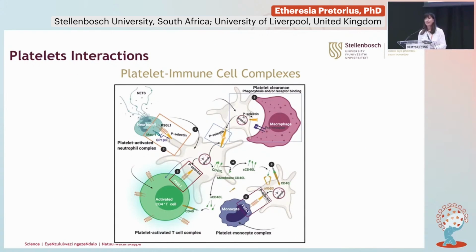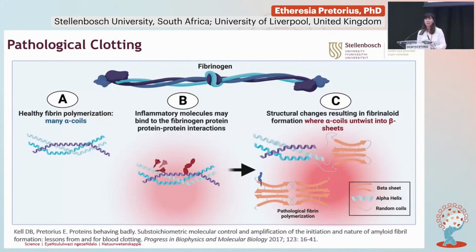They also play an important role in interaction with the endothelial layers, especially when there are damaged endothelial cells. So platelets are known to form complexes, not only with themselves, but also with other cells of the immune system in circulation. Pathological clotting, as I mentioned, is also one of the things that we study. Of importance is how proteins that are of inflammatory nature might interact directly with the protein fibrinogen.